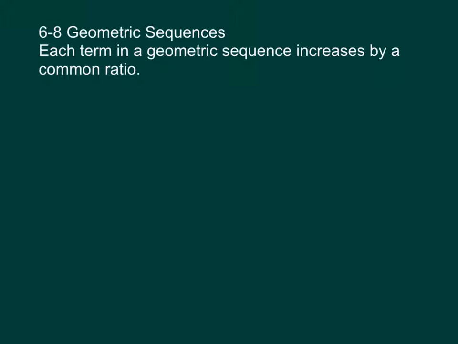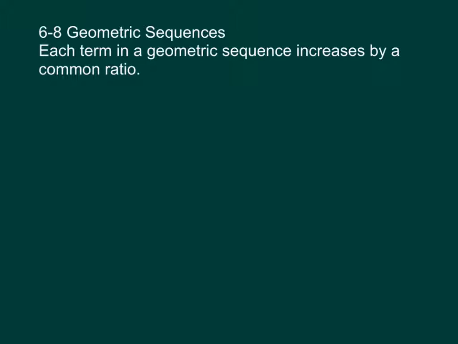As we discussed in class, someone asked if this first Edpuzzle could be about geometric sequences, so that's what we'll do. Each term in a geometric sequence increases by a common ratio, so it could also be referred to as a common factor. So let's take a look at some examples of things that are geometric sequences and things that are not geometric sequences.